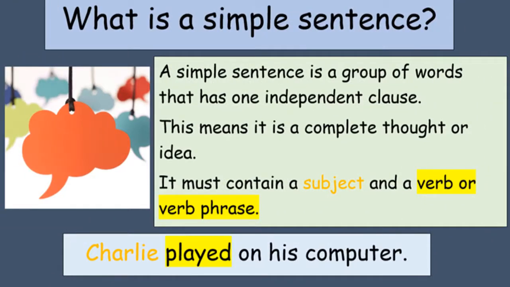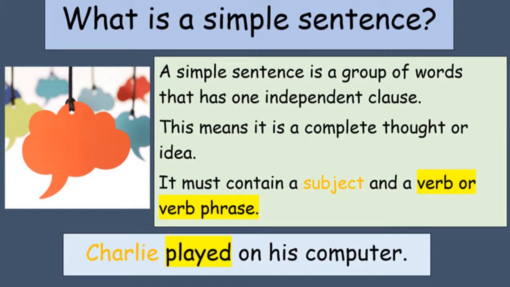Today we'll be learning about sentence structures. In this lesson we'll be looking at simple and compound sentences. What is a simple sentence? A simple sentence is a group of words that has one independent clause. This means it is a complete thought or idea. It must contain a subject and a verb or verb phrase.